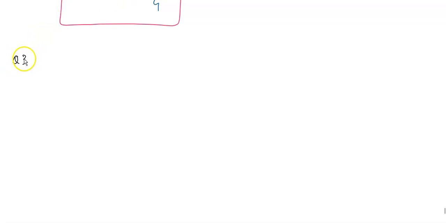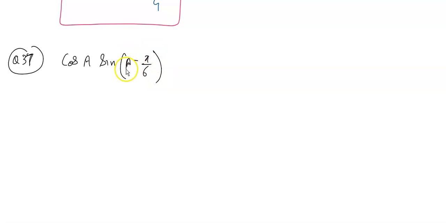Question number 37. 37 says if cos a into sine of (a minus pi by 6) is maximum, then the value of a is equal to. Okay. So we have cos of a into sine of (a minus pi by 6). So this is maximum and we are supposed to tell the value of a. So what we can do is apply the 2 sin a cos b formula. So we have to multiply and divide by 2, so we divided, and the multiplication goes with the formula, that is 2 sin a cos b.